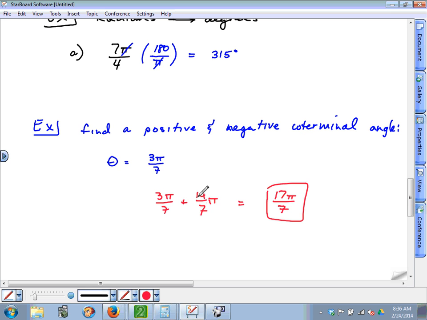To find the negative one, just keep the same fraction, 14 pi over 7, and subtract it though. Do 3 pi over 7 minus 14 pi over 7. And subtract. Negative 11 pi over 7. Positive and a negative coterminal angle.